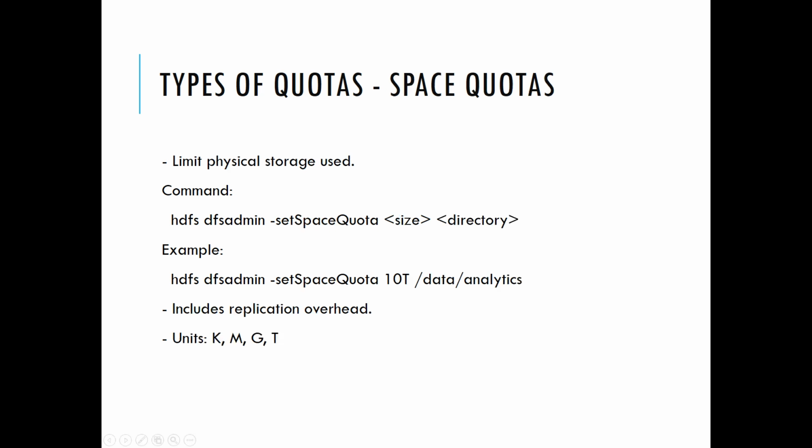The second type is the space quota. This quota limits the physical storage space, including the space taken up by replicated data. To set a space quota, use this command: hdfs dfsadmin -setSpaceQuota. For instance, hdfs dfsadmin -setSpaceQuota 10t /data/analytics. You can specify units such as K for kilobytes, M for megabytes, G for gigabytes, and T for terabytes. It's important to note, HDFS space quotas account for replication overhead, meaning the actual physical storage could be 3 times more for a replication factor of 3.